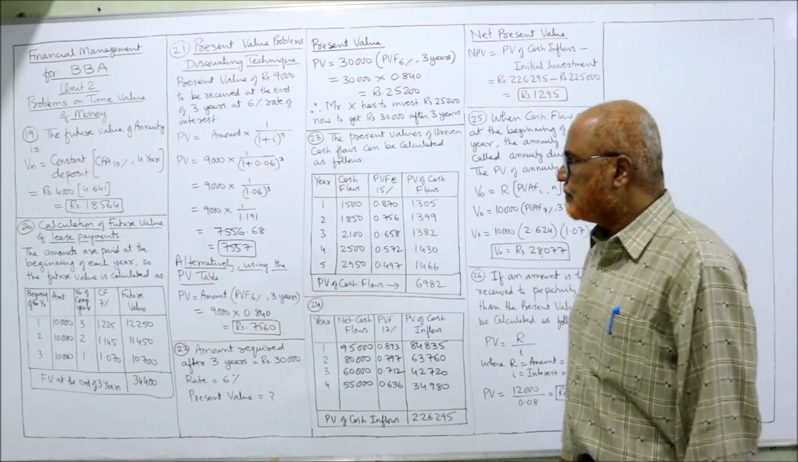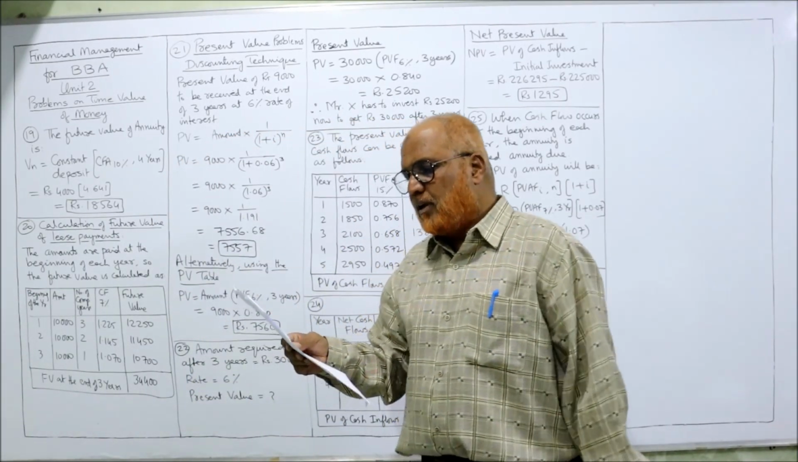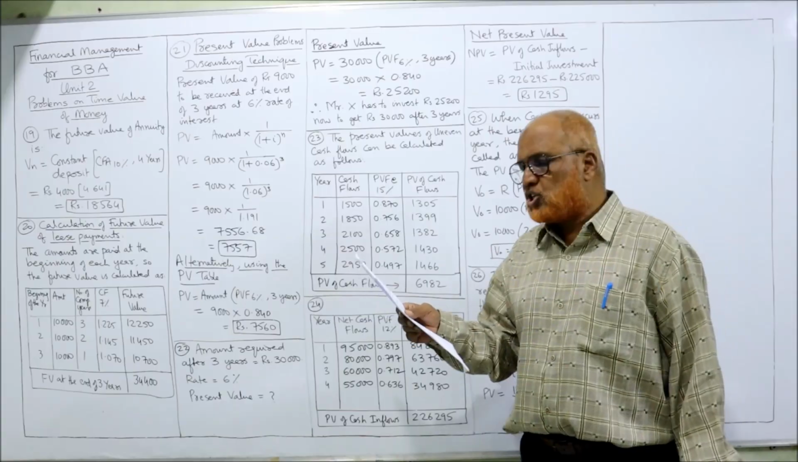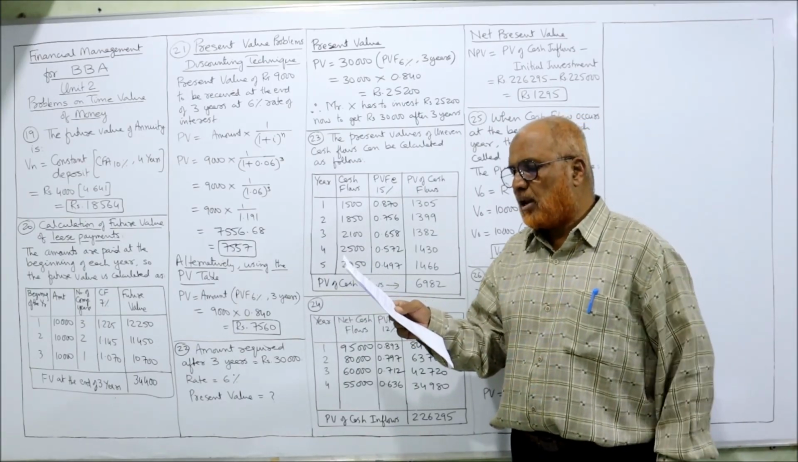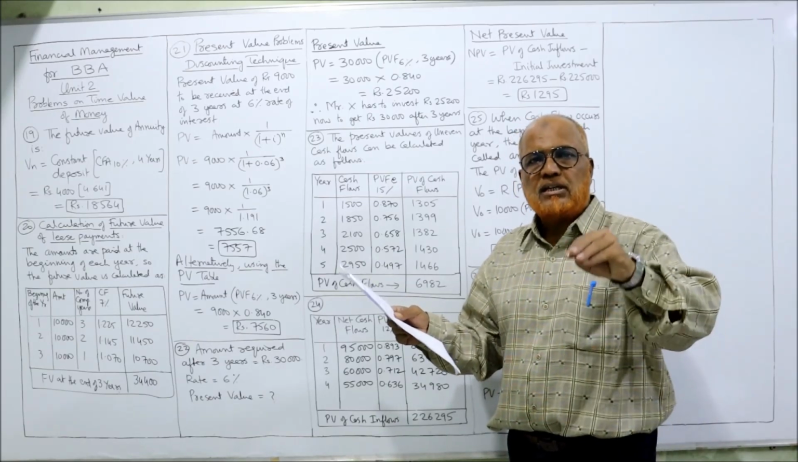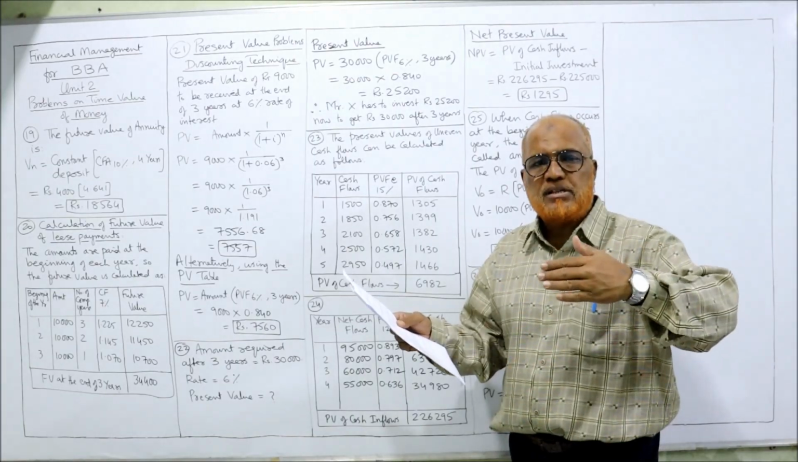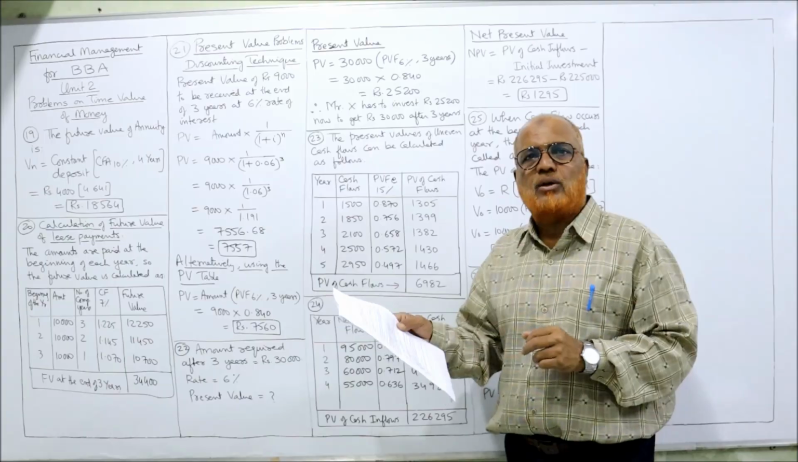That's it. 23rd completed. Now 24th problem. A project requires initial investment of 2,25,000 and is expected to generate the following net cash flows. The project investment means cash outflow. The money is going out, 2,25,000.